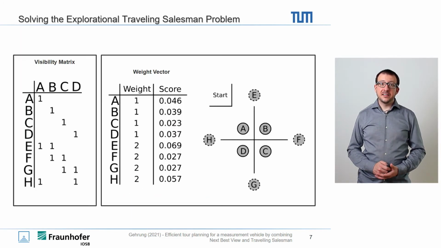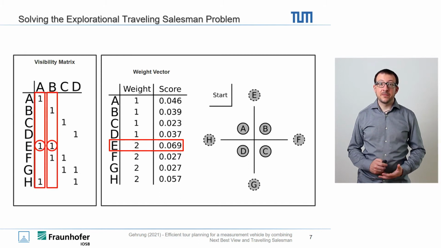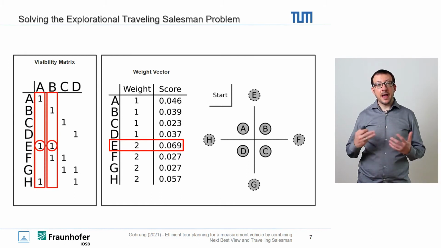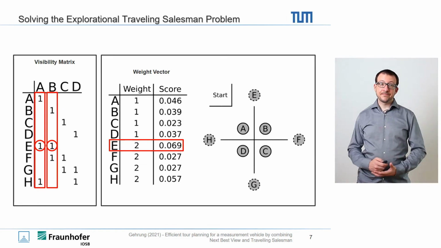This example shows a step-by-step execution of the algorithm. After selecting the point with the best score, all points that can see it are determined using the visibility matrix, and the corresponding columns are subtracted from the weight vector. This is the aforementioned update of the weight vector.